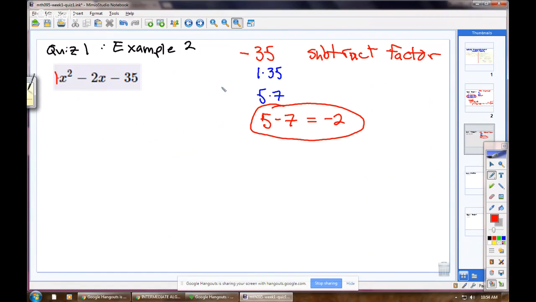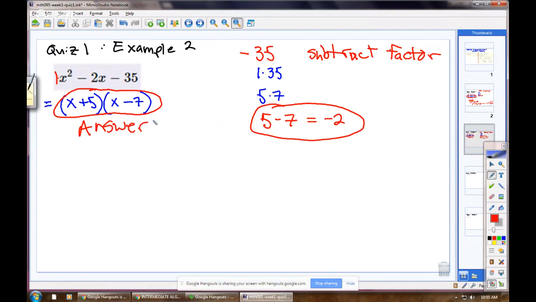And by the way, I do what's called factor by guessing every time there's a 1x squared or a 1y squared. I'll show you the next method in just a moment. So I'm guessing this factors as a pair of binomials. X squared comes from x times x. Negative 35, I believe, comes from 5 times negative 7. So plus 5 minus 7. So I think this is equal to what I started with. So I'm going to circle it, believing it's my answer. Now to check a couple of things.